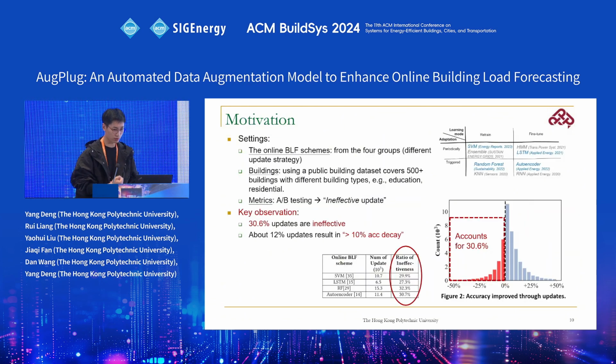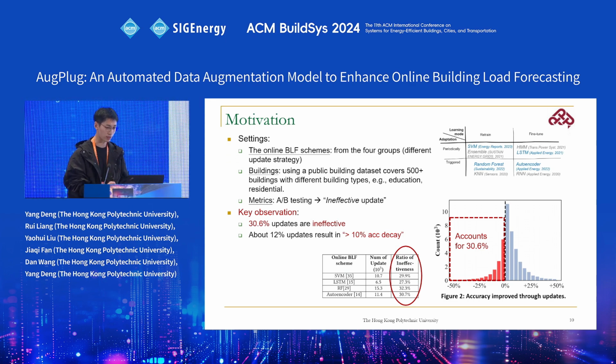To figure out if this is a common phenomenon, we conducted a statistical analysis in this slide. We implemented four schemes designed with different update strategies. We tested these models on hundreds of public buildings, and we used A/B testing to quantify the effectiveness of specific update operations. For each update, we compare the results with update and without update. Here we define an update as ineffective if the forecasting model doesn't achieve better accuracy than that without the update.